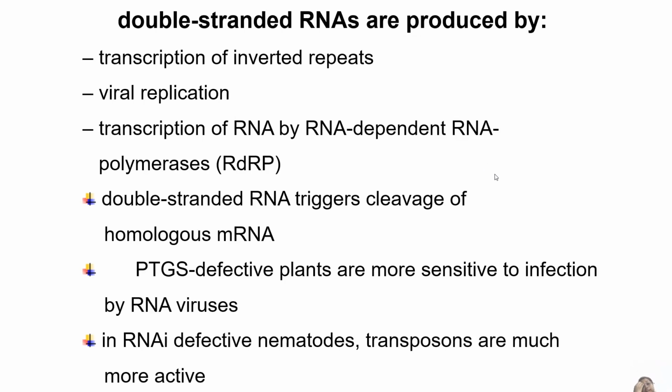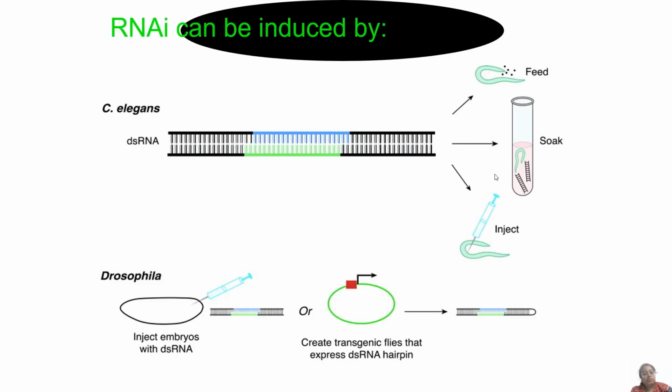So, double-stranded RNAs are produced by transcription of inverted repeats, viral replication, and transcription of RNA by RNA-dependent RNA polymerases. Double-stranded RNA triggers cleavage of homologous mRNA. PTGS defective plants are more sensitive to infection by RNA viruses. In RNA interference defective nematodes, transposons are much more active. So, RNA interference can be induced by, you see, this is a schematic.